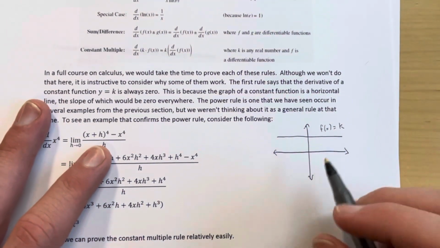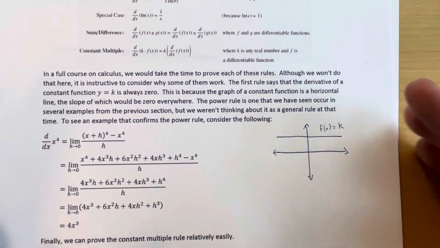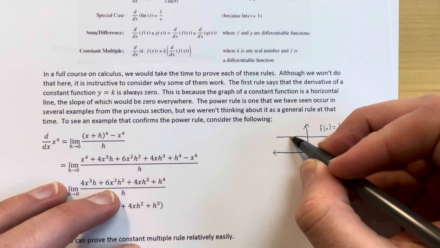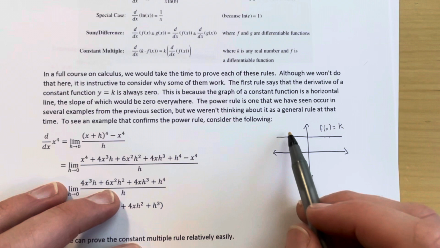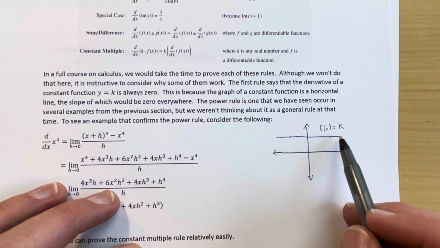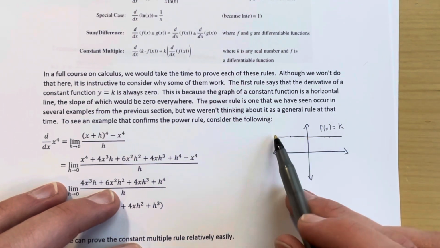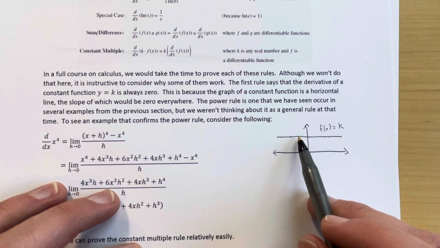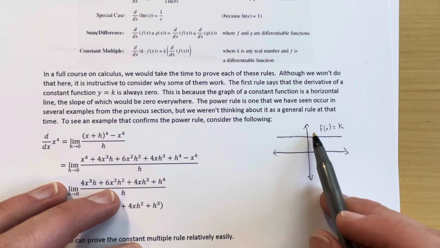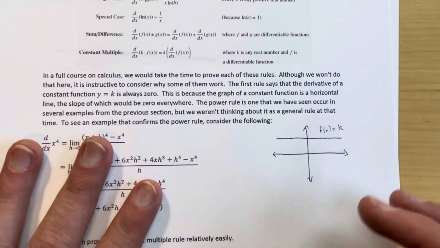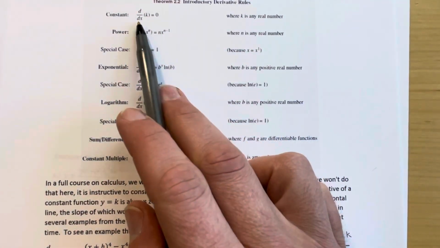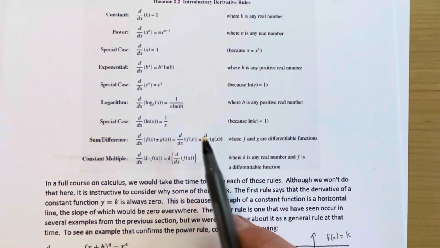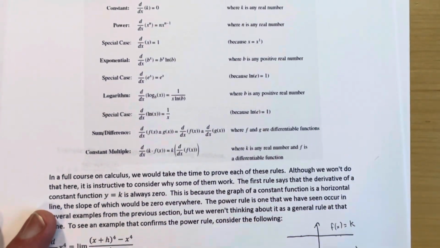But horizontal lines, remember, derivatives represent slopes of tangent lines at particular points. No matter what point I choose on here, I can just see visually the tangent line is going to be the same as this line itself. It's going to be horizontal. And if a tangent line is horizontal, then its slope is 0. And that's exactly what we're saying here. Regardless of where I chose that point, the derivative or the slope of the tangent line to that function will always be 0 because it's always horizontal.